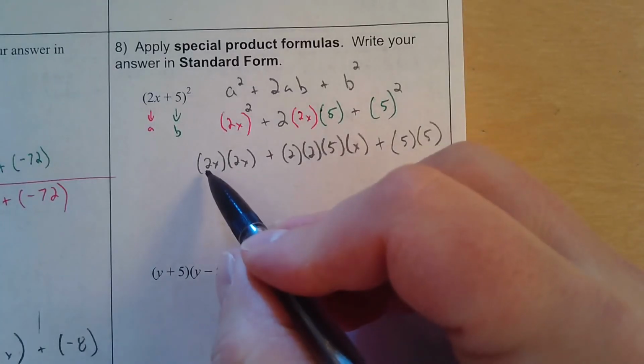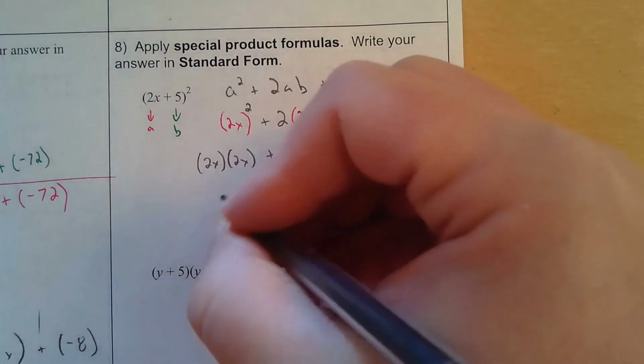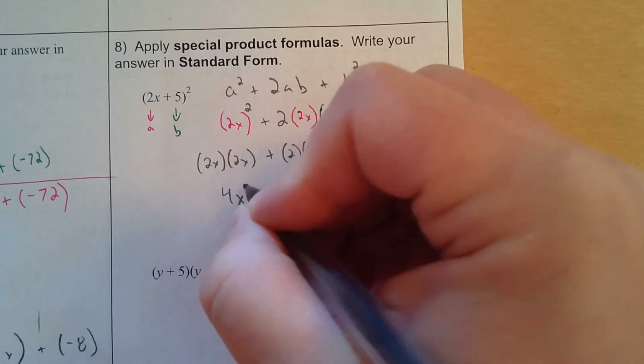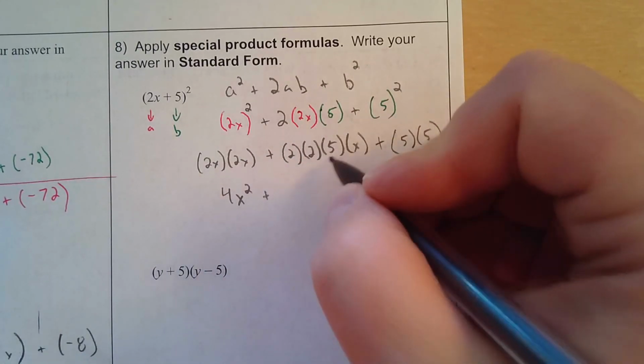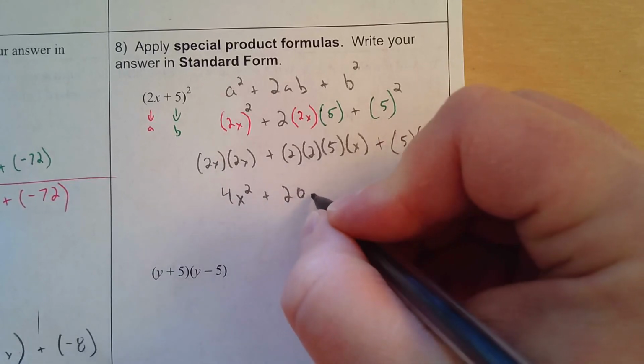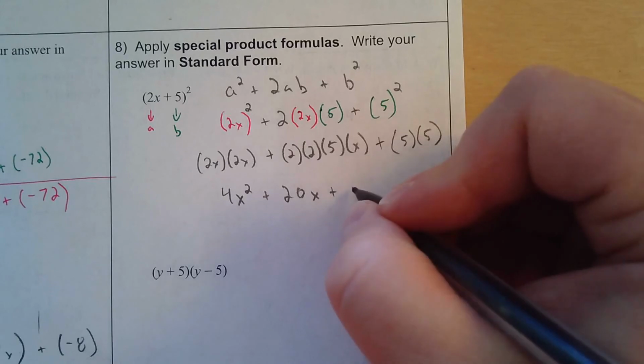So 2x times 2x, we're going to do 2 times 2, which is 4, and then x to the first times x to the first. That will give us 4x squared. 2 times 2 is 4. 4 times 5 is 20. And 5 times 5 is 25.